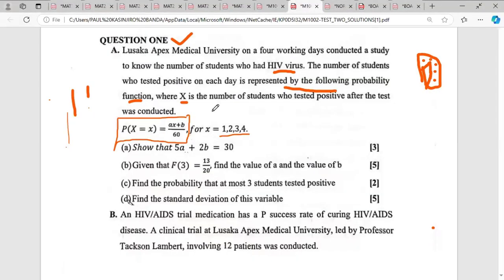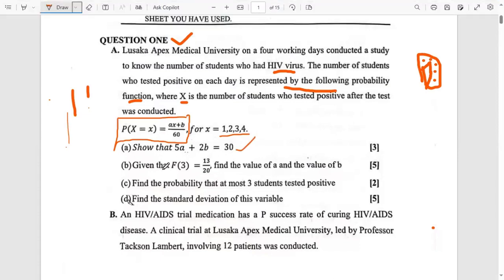So on B, what do we have? We've shown this. On B, they're saying given that the cumulative frequency distribution of 3 is 13/20, find the values of A and B. Remember we showed that this equation is true, so we're going to take this equation as our equation 1, and then find another equation using the information we've been given on B. Then we have 2 equations, and we can solve them simultaneously to find the values of A and B.